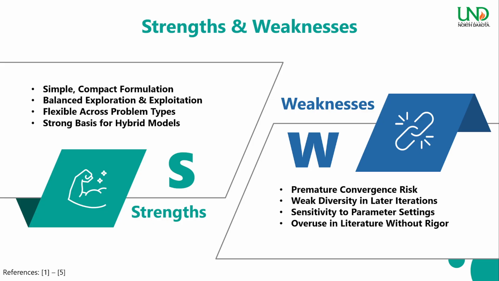The algorithm depends heavily upon the current best solution, so if the solution is suboptimal early on, the population can collapse around it. Related to that, the diversity decreases over time, so as the parameter a shrinks, the search becomes more localized, which can limit the algorithm's ability to escape local optima. It's also somewhat sensitive to parameter choices, especially the population size and iteration count. So poor settings can reduce performance significantly.